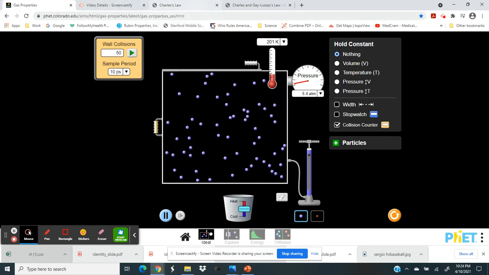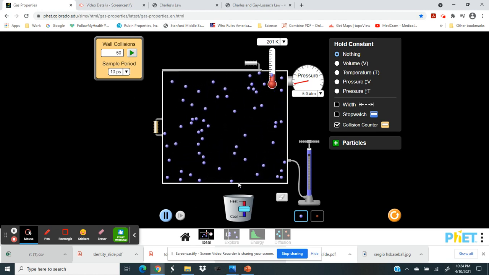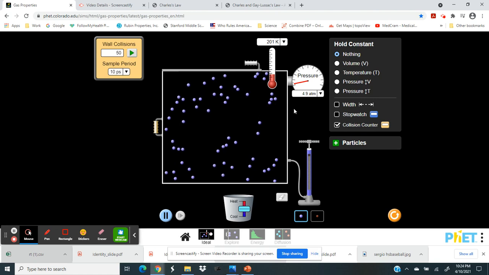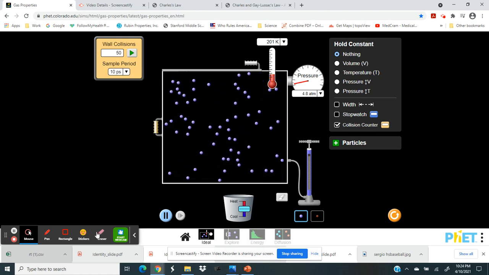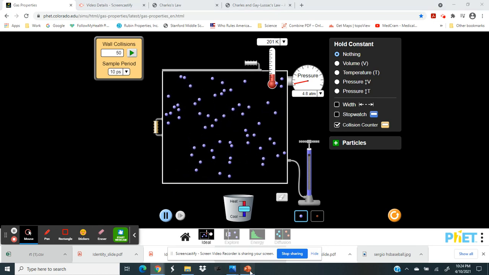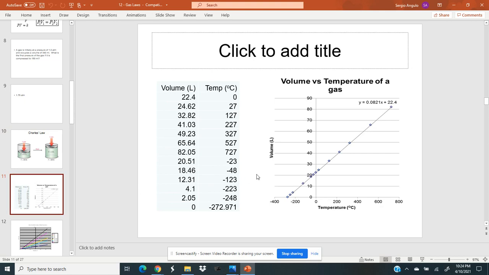So I had to go ahead and find another one. But that's Charles' law. As temperature goes up, so does volume. As temperature goes down, so does volume. And so we have this here. You can plot it, and when you plot it on a graph, you get something that looks like this.